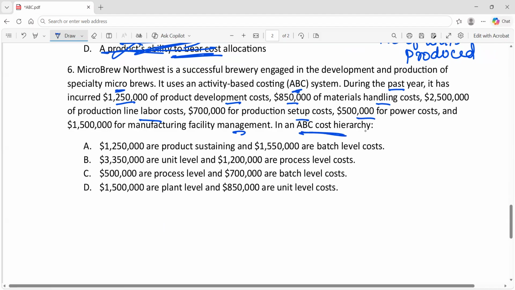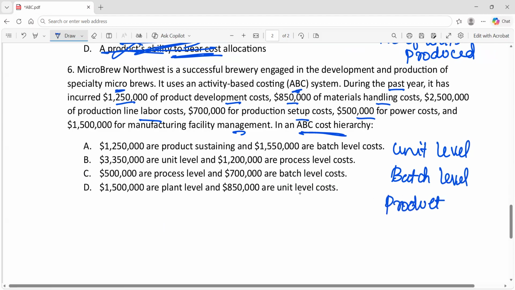In an ABC cost hierarchy, basically what they're asking us to calculate is how much is the total unit level cost, how much is the total batch level cost, and how much is the total product sustaining level cost.